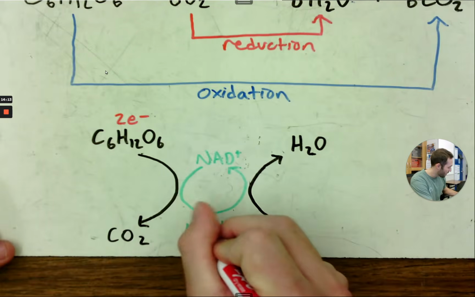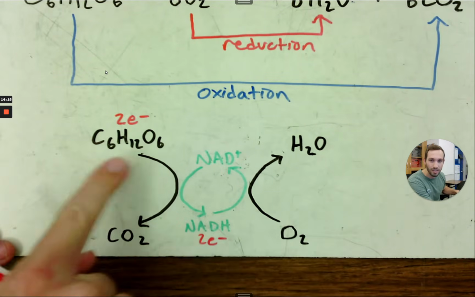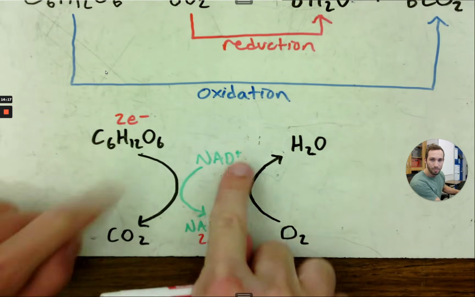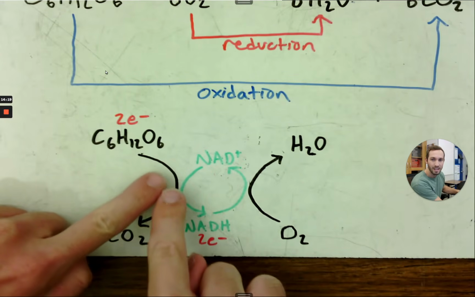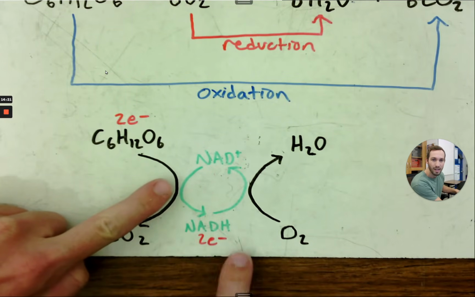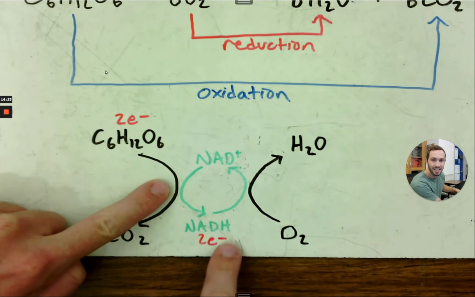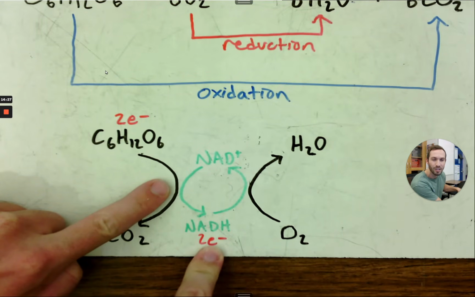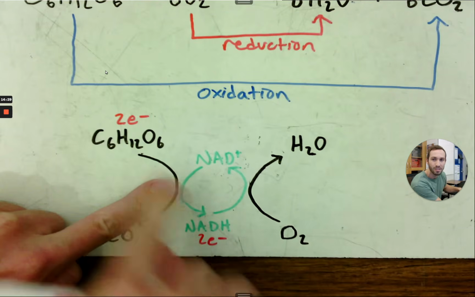So I'll track them down here. Those electrons start with glucose, but then NAD+ is going to swoop in and take those electrons from glucose and now carry them away as NADH. So now it's NADH, and when it exists as NADH, we know it's holding on to those high energy electrons that it stole from glucose.